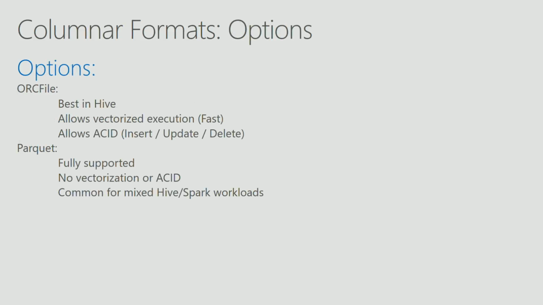So there are two types of columnar formats, ORC and Parquet. I recommend using ORC because it just works great with Hive. It allows vectorized execution. It allows ACID. I'm going to talk about in-memory in a few minutes, and in-memory only works with ORC. So ORC is the way to go if you're planning to stay within the Hadoop and the Hive world.